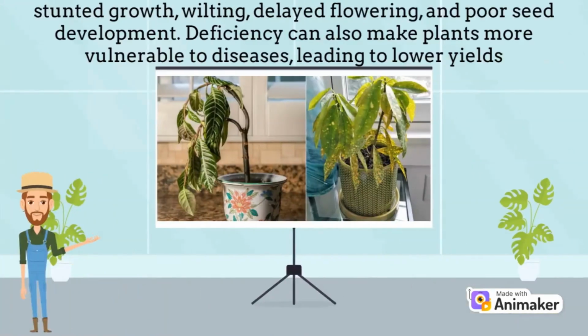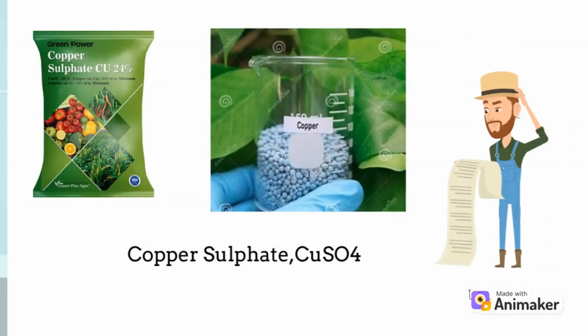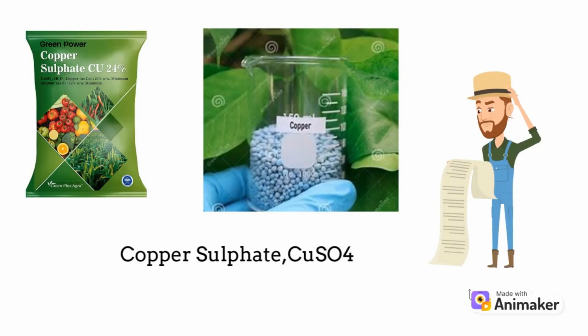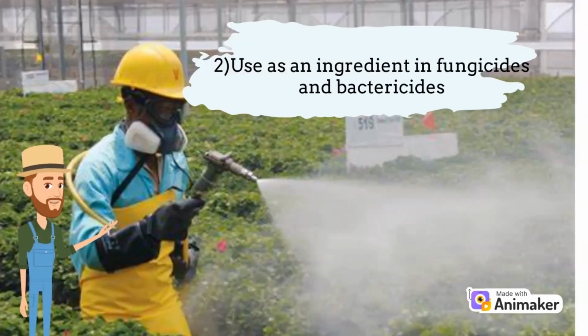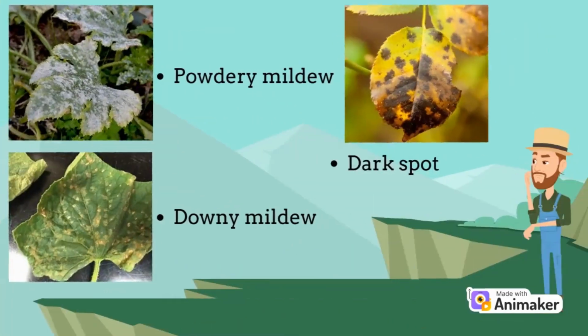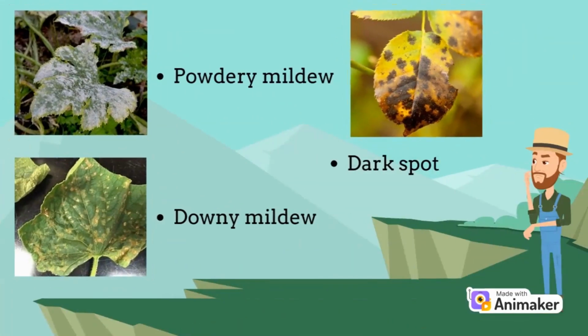Copper deficiency causes plants to have stunted growth, wilting, delayed flowering and poor seed development, and can also make plants more vulnerable to diseases, leading to lower yields. One example of copper fertilizer being applied is copper sulfate. Copper is also widely used in agriculture as an ingredient in fungicides and bactericides to protect crops from fungi and bacteria infection. Here are some of the diseases that are caused by bacteria and fungi.